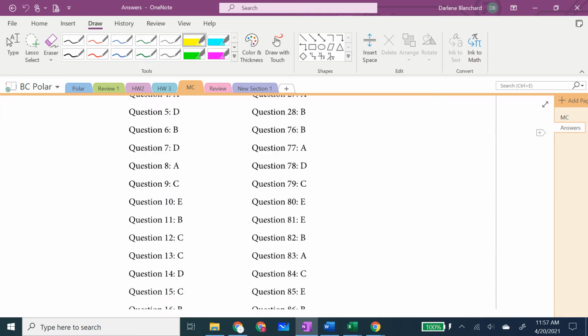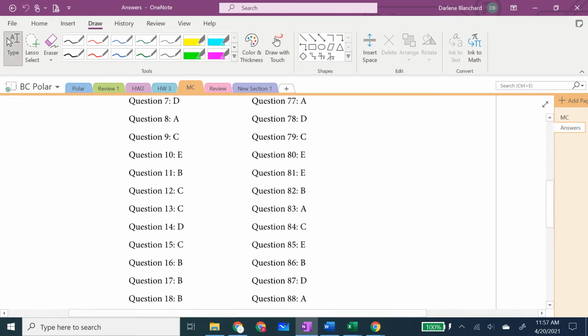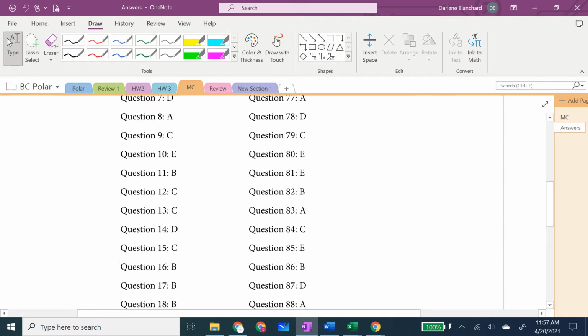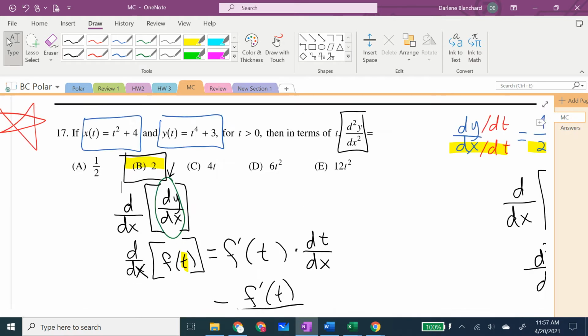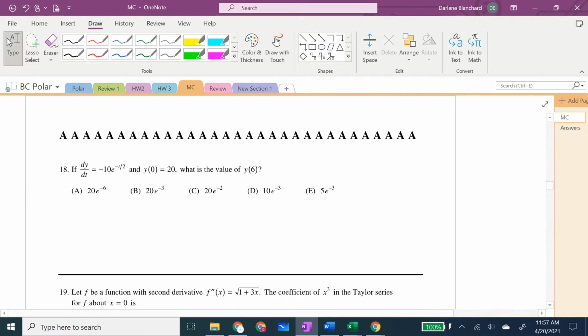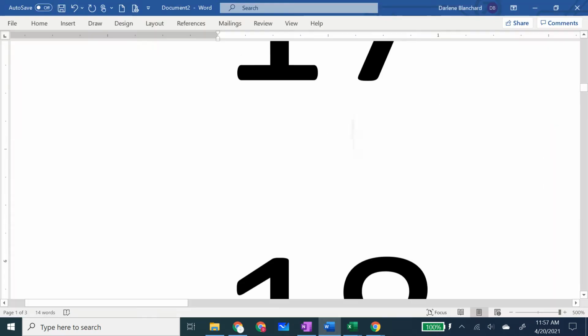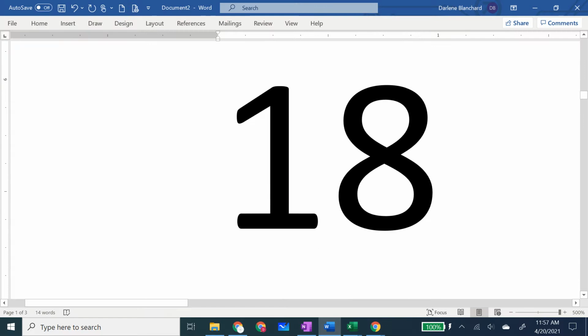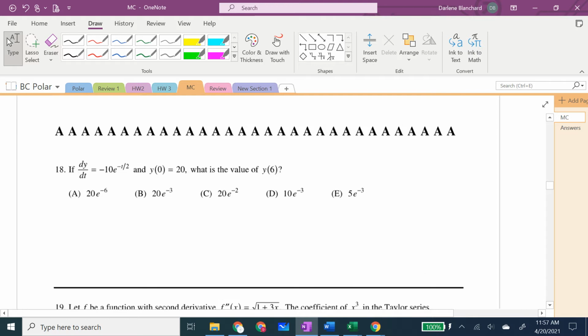Number 17. Letter B. Yes, we are good. Then 18. You're an adult now. No, the multiple choice problems reached adulthood. Okay, 18.